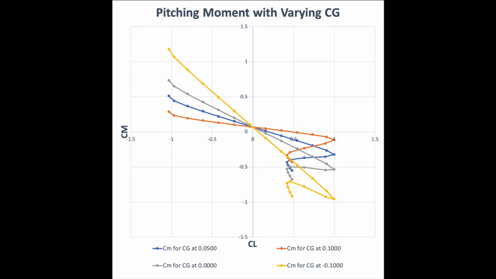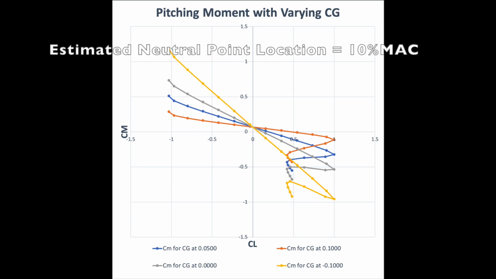Finally, for the longitudinal stability test results, CM vs CL for a range of CG locations was plotted to estimate the location of the neutral point. The neutral point is the point where the change in pitching moment is independent of the angle of attack and hence the CL. This can be shown as a horizontal line on the graph. Based on this, the estimated location of the neutral point is around CG of 0.1, which is 10% of the MAC from the leading edge.